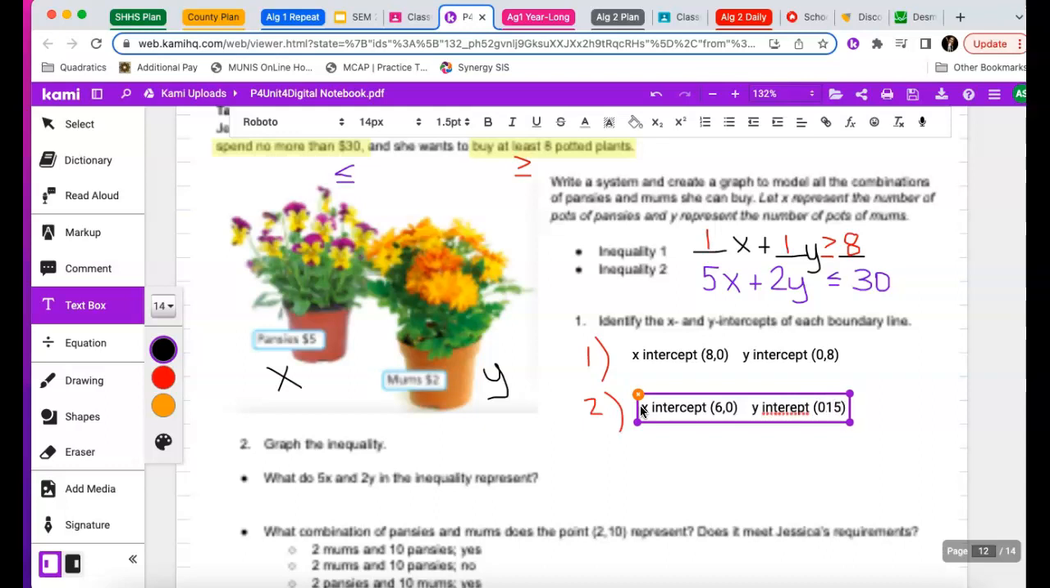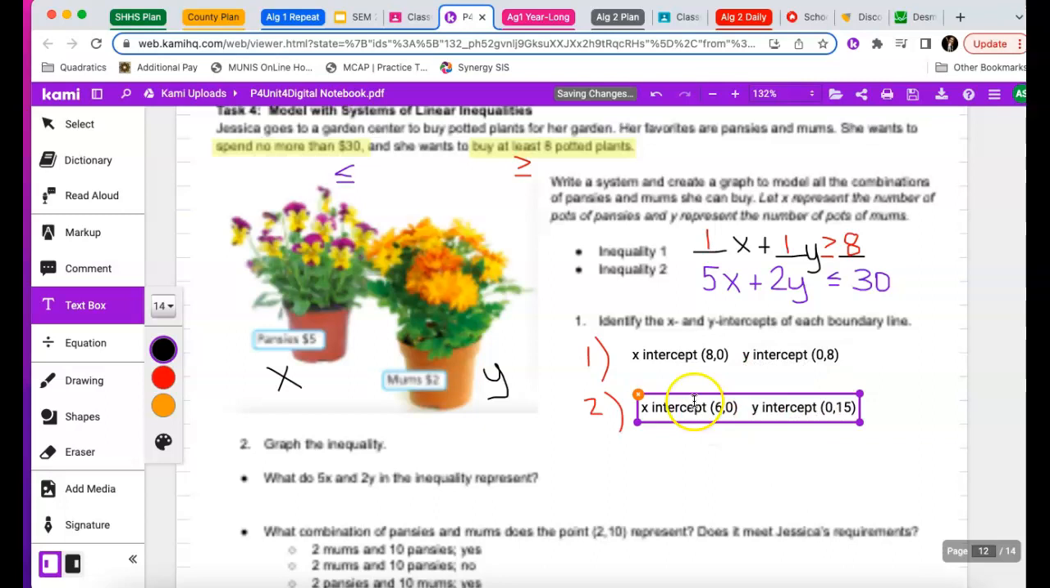So another combination to make the second set true. Intercept. So it would be 6 pansies and 0 mums, or 0 pansies and 15 mums. That would be a combination to make the second inequality true.